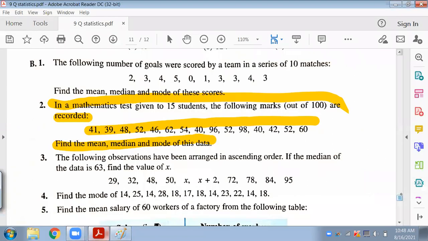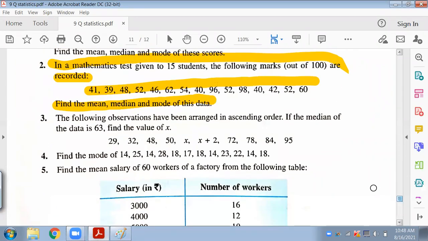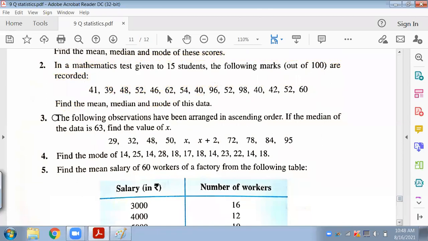Question number 3. The following observations have been arranged in the ascending order. If the median of the data is 63, find the value of x. So the median of the data is given, 63. You have to find the value of x.